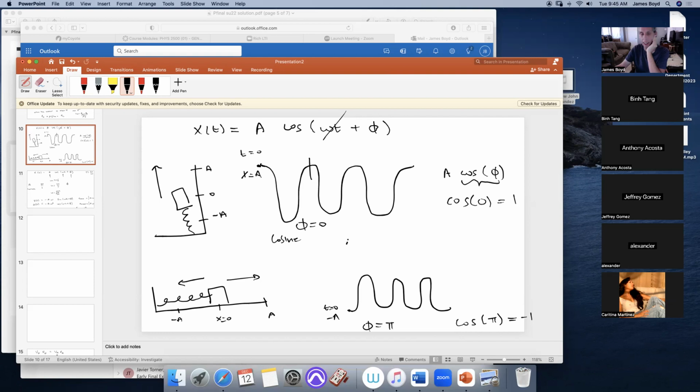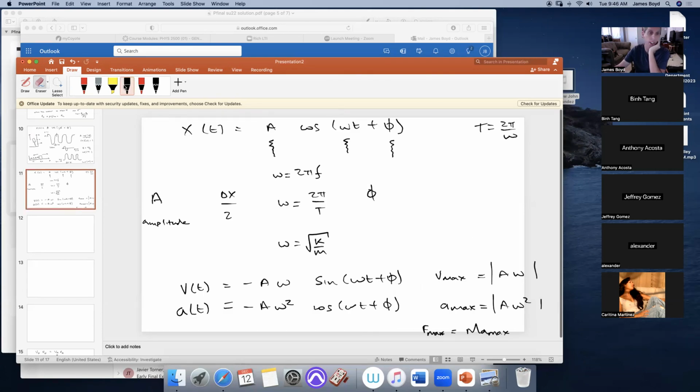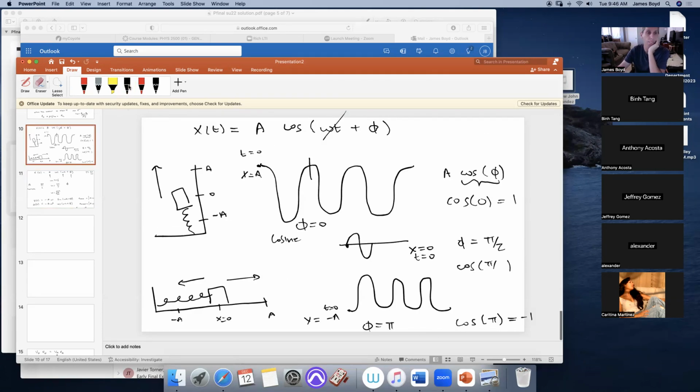And the last thing is, I could actually start at 0. So if x is 0 when t is equal to 0, phi would have to be pi half. Cosine of pi half is 0 in radians. Actually, cosine of -pi half is as well, cosine of 3/2 pi, etc., etc.